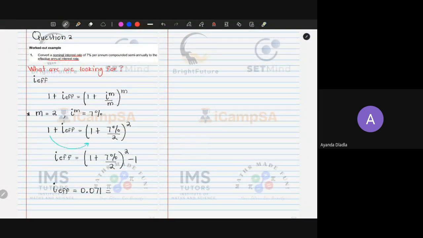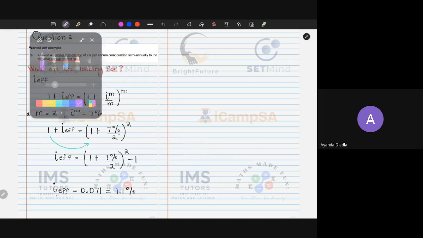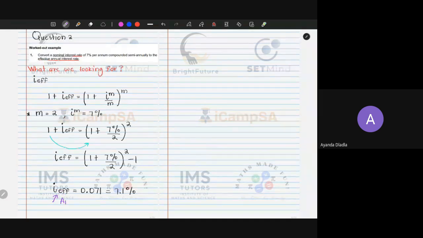What is this when we make it percent, guys? It's going to be 7.1%. Okay. Right. So that is what we have as our answer. This is what they were looking for. That is the answer.